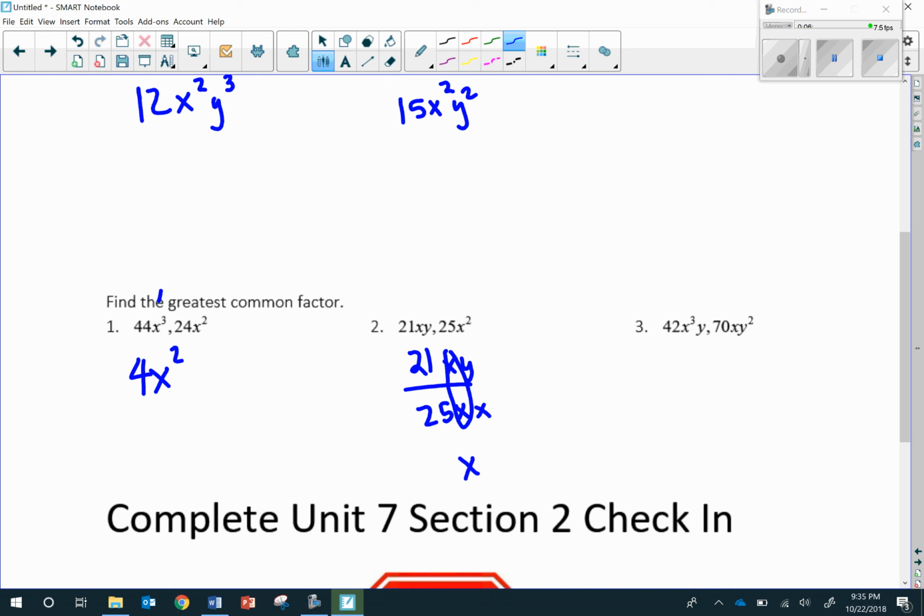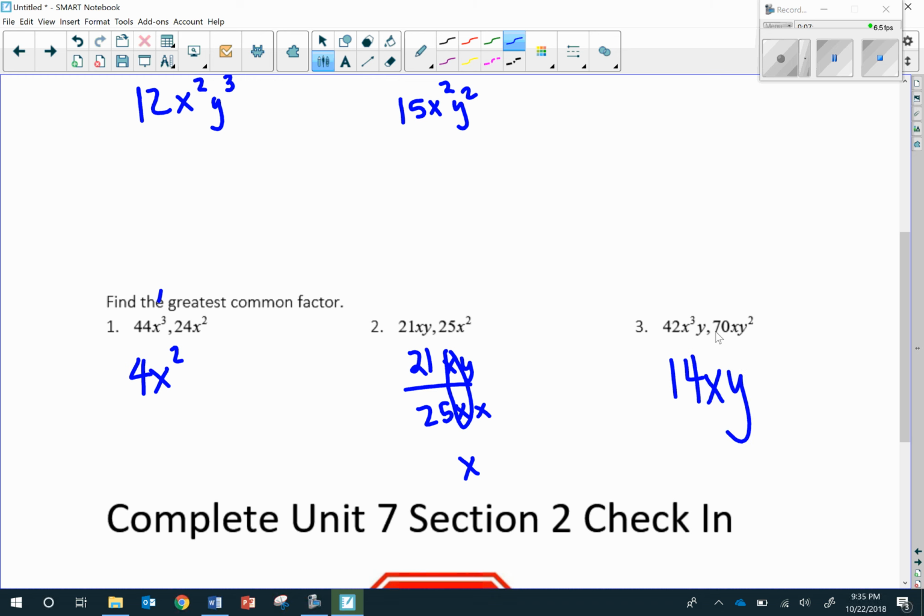Last but not least, 42x cubed y and 70xy squared. The greatest common factor there would be 14, and then we simply have x and y that they share.